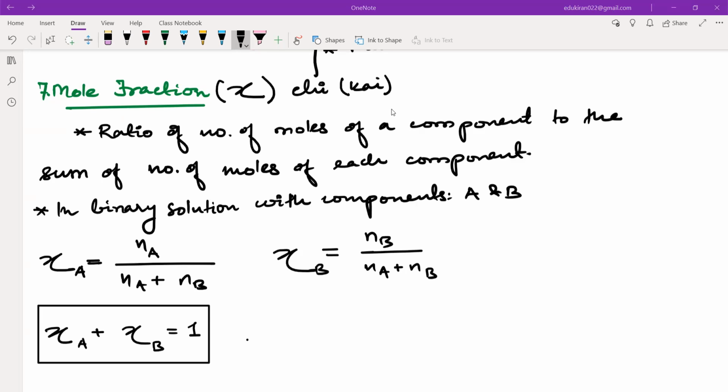If you have any doubt here, please tell me. Those who don't remember this from 11th class, please tell me. Chi A plus chi B will be equal to 1.